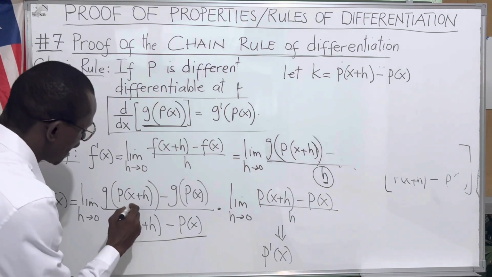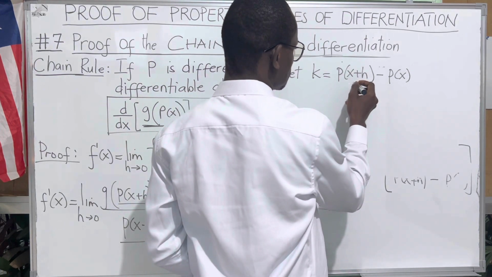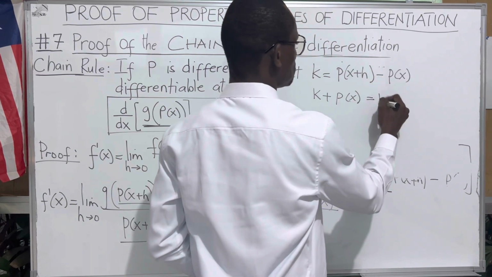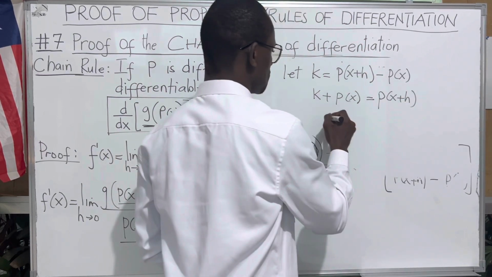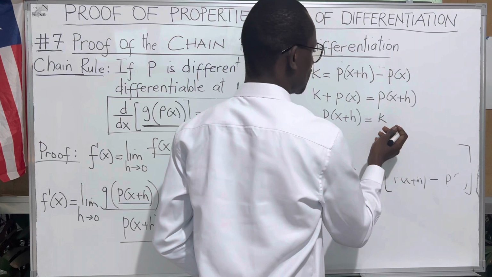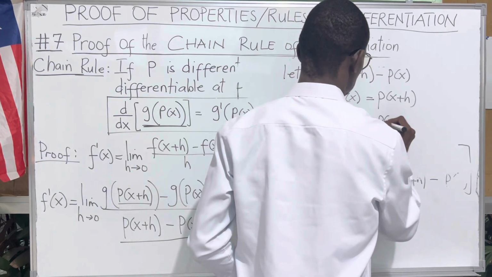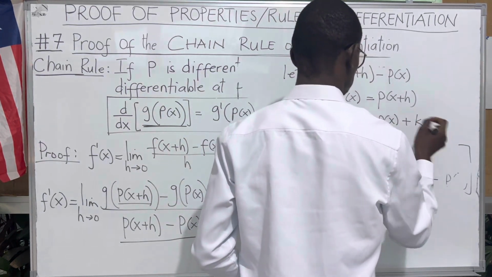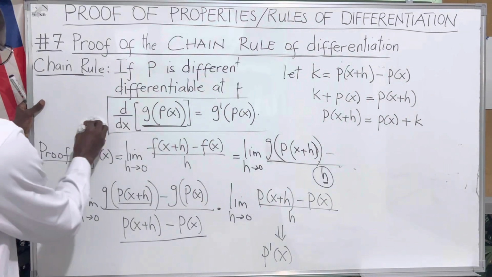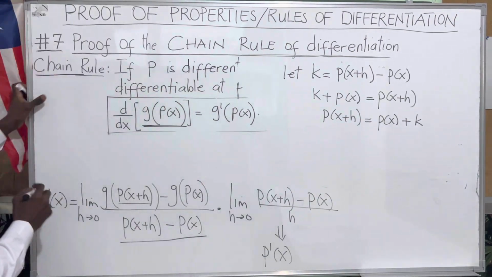So then what would be our p of x plus h? Now if we solve for it, we will have k plus p of x to be equal to p of x plus h. Or simply you can say p of x plus h is now equal to p of x plus some k. Now, after we have done that, then we put it in.